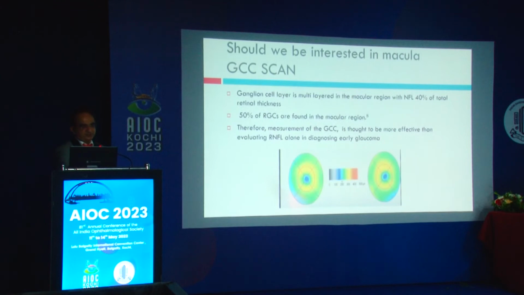Apart from OCT RNFL, we should be interested in the macular GCC scan, the ganglion cell complex scan, because 50% of retinal ganglion cells are found in the macular region. These are the normal macular scans. Therefore, measurement of this GCC is more effective than evaluating RNFL alone in diagnosing early glaucoma.